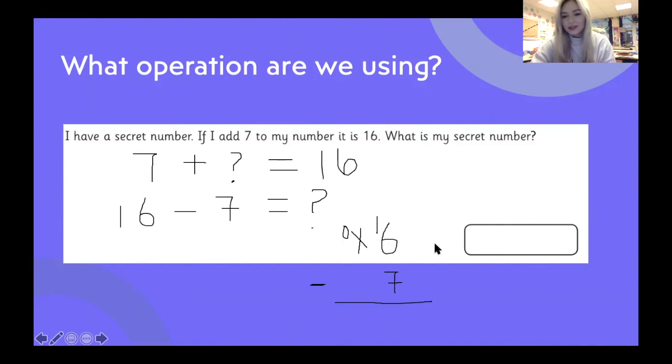And I know that 16 take away 7 equals 9. That means that my secret number must be 9. Well done if you managed to get that answer.